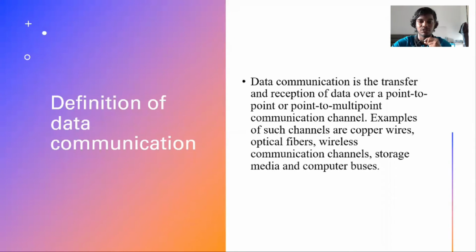Definition of data communication. Data communication is the transfer and reception of data over a point-to-point or point-to-multipoint communication channel. Examples of such channels are copper wire, optical fibers, wireless communications channels, storage media, and computer buses.